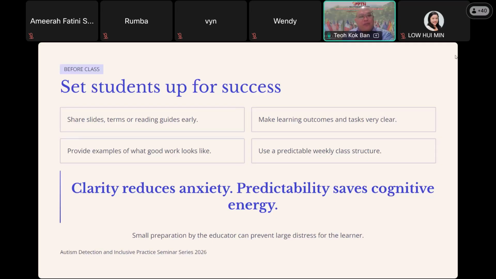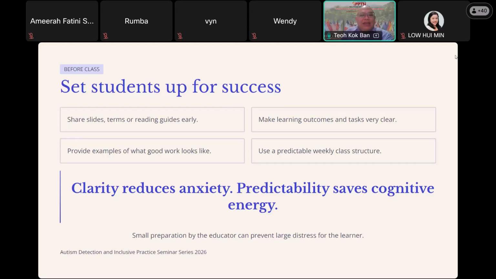Another helpful practice is having a reasonably predictable class structure. For example, we begin with a short overview, then we explain the concept, we can have an activity, then we summarize. When students know what is coming, they can use more of their mental energy for learning instead of constantly trying to predict what will happen next, or worrying about being called on, or whether they should ask this or that question. Because your class is predictable, they can actually focus, and the mental energy is less exhausted.